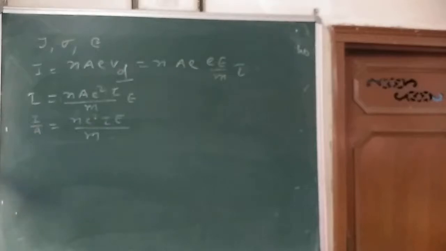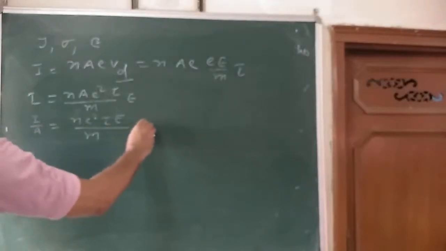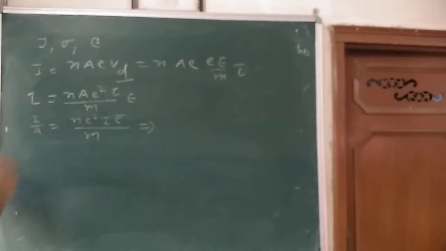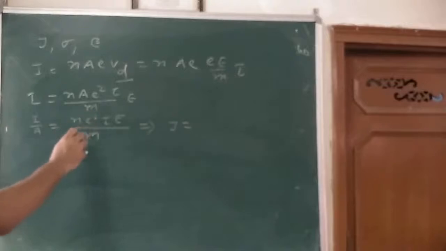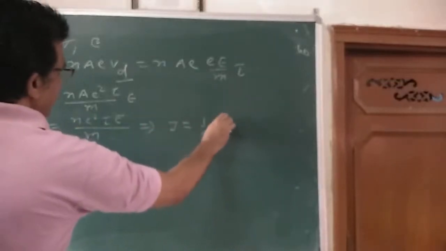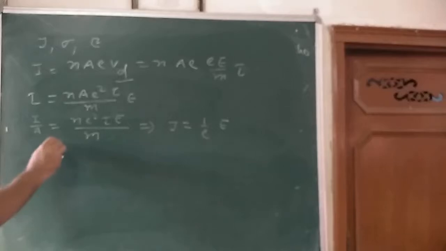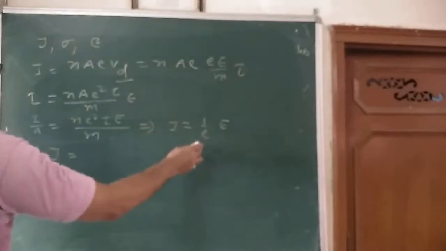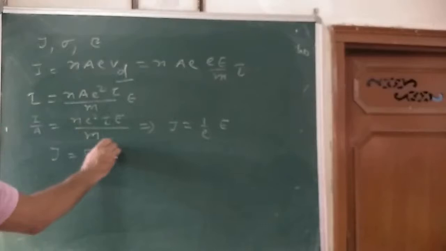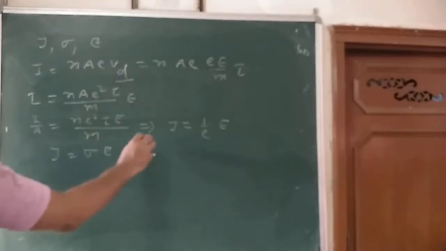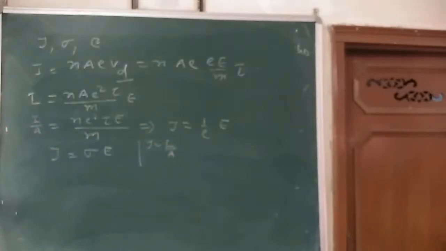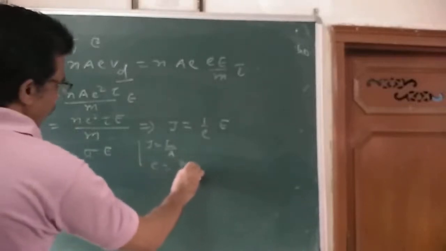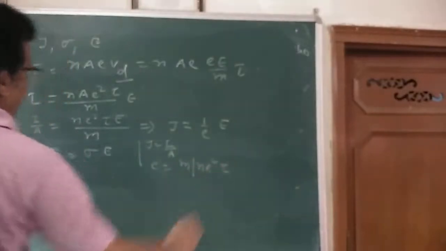I took A to the other side. So I can say here J is equal to I by A. J is equal to n e square by m tau, that is the inverse of resistivity, into E. So this came J is equal to 1 by rho, that is conductivity, so I can say sigma here. J is equal to I by A, and rho is equal to m upon n e square tau.